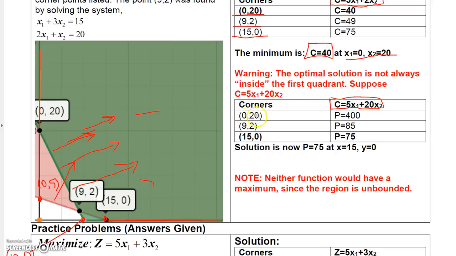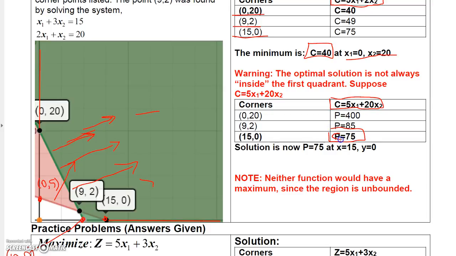Well, if we plug 0, 20 in, we're going to get 400. If we plug 9, 2 in, we're going to get 85. And if we plug 15, 0 in, we're going to get 75. So by changing that coefficient, it actually changes the minimum. So now the minimum would be 75.